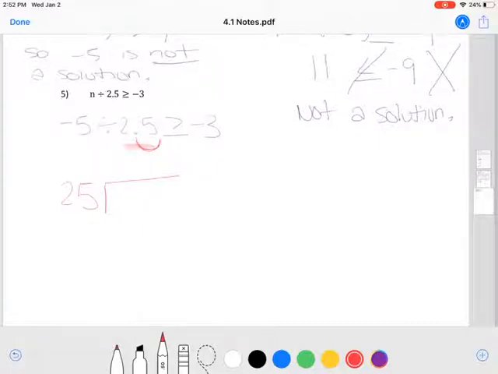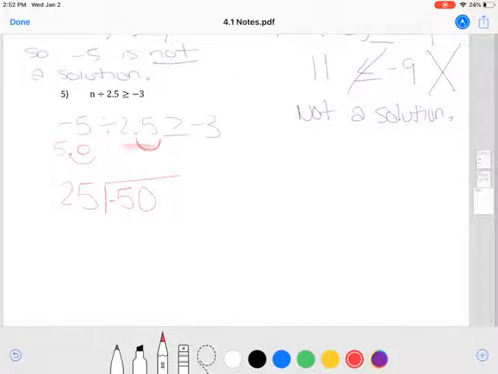So for instance, this is saying 5. 5 can be written as a decimal by saying 5.0. And if we move the decimal place over 1, we get 50. And it's actually -50. We keep that negative sign.